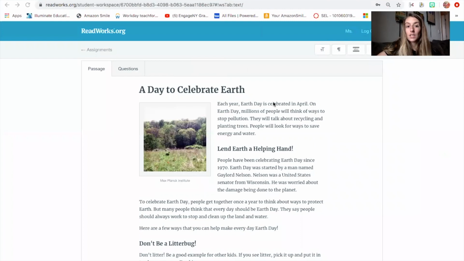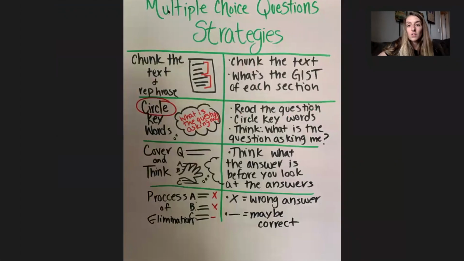Okay, so this is my article, the article you guys answered yesterday. But before I start reading it, I'm gonna think about my strategies that I know from second grade that I can use to help me answer the questions. So you guys have seen this anchor chart in class. I took a picture of it so that we can use it on our work today.